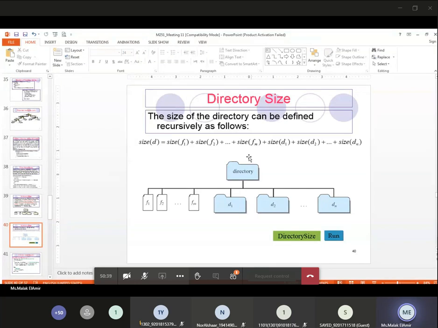Bytes, calculate the summation of the length of these files inside directory 1. Then return and calculate the summation of the file sizes in directory 2, and so on until the end. So I cannot solve this one using iteration. It will be very hard. But if I'm checking with recursion, it will be very easy.